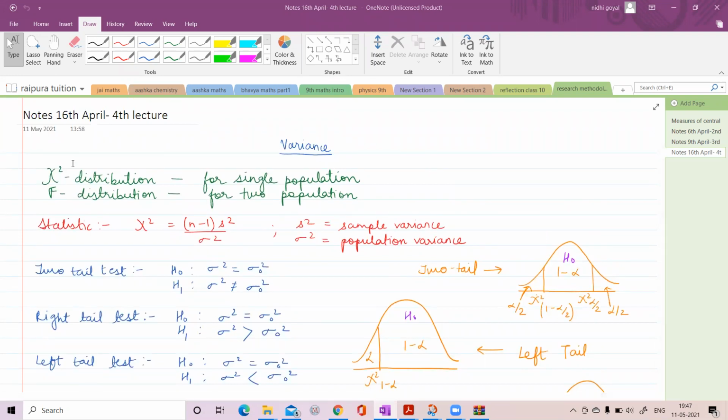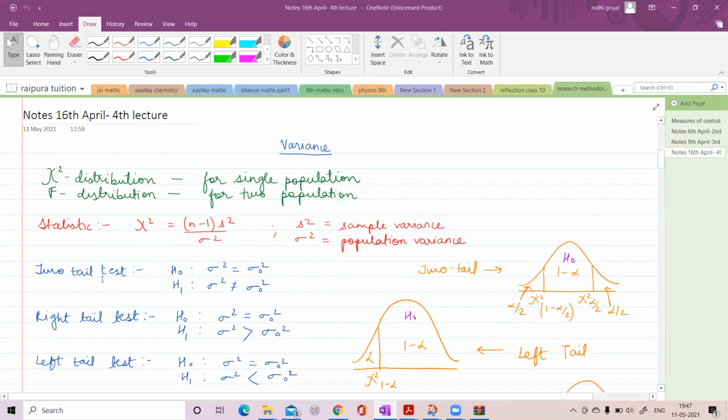So first it was discussed that the chi-square distribution is used for a single population and the F distribution is used for two populations. And this was the statistic of chi-square distribution. This is the formula for chi-square distribution, and it is used when sample variance and population variance both are known.